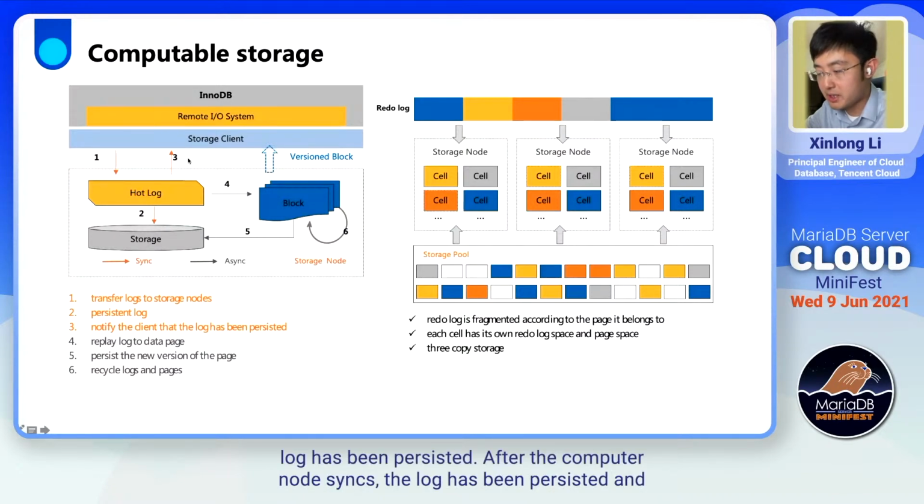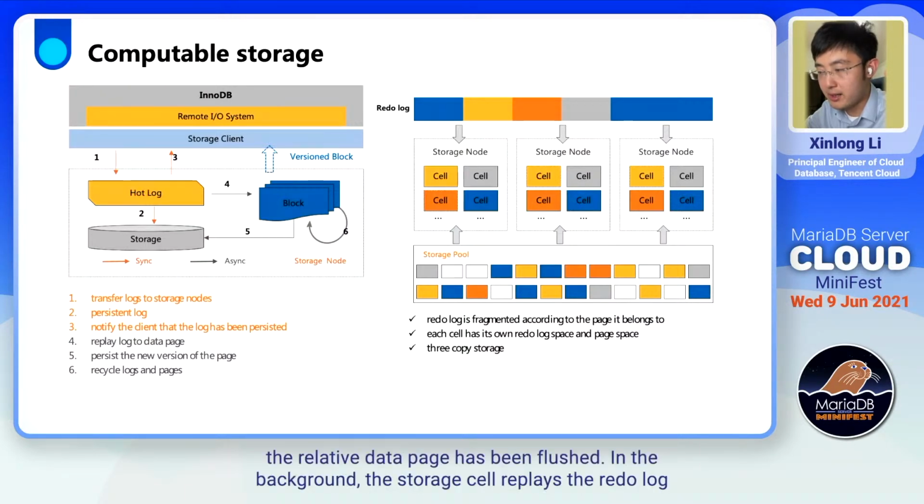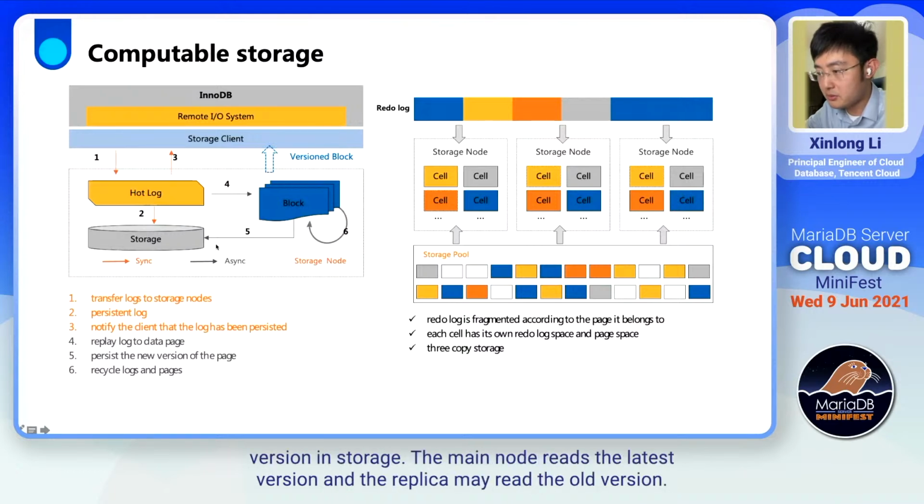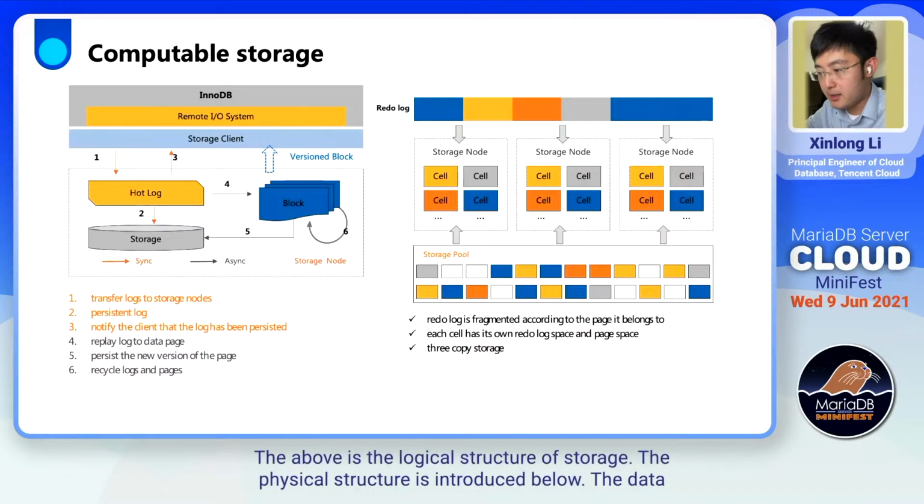After the compute node knows the log has been persisted, the relative data page can be flushed. In the background, the storage cell replays the redo log to the data page, and after that persists a new version of the page. Each page has different versions in storage. The main node reads the latest version, and the replica may read an old version. The above is the logical structure of the storage.